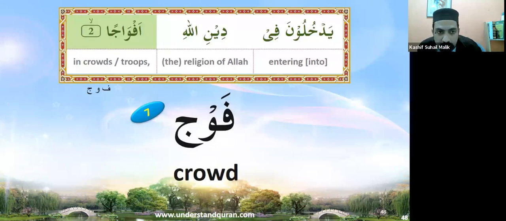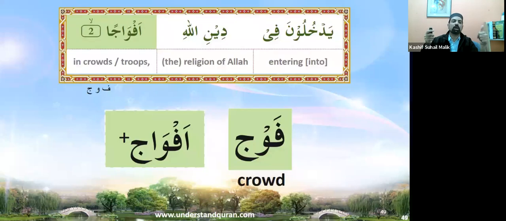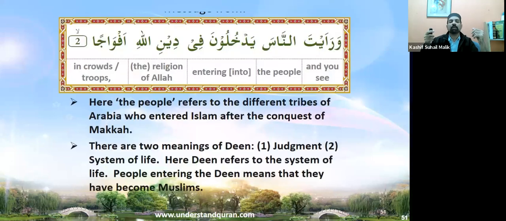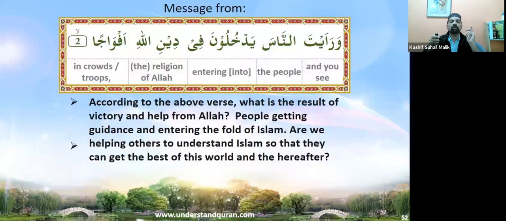So yadkhuluna fi dinillahi afwaja. Afwaja means, you know, fauj is crowd, army, bigger numbers. So afwaja in the form of crowds, troops, lots of people. The plural of fauj is afwaj: crowd, and more people, people and people, afwaja. So here the people refers to the different tribes of Arabia who were entering Islam after the conquest of Makkah. And of the two meanings of deen, we know judgment as well as system of life. Here the meaning of deen is the system of life, as I have just explained. So people entering the deen means that they are becoming Muslim. They are embracing Islam. وَرَأَيْتَ النَّاسَ يَدْخُلُونَ فِي دِينِ اللَّهِ أَفْوَاجًا.